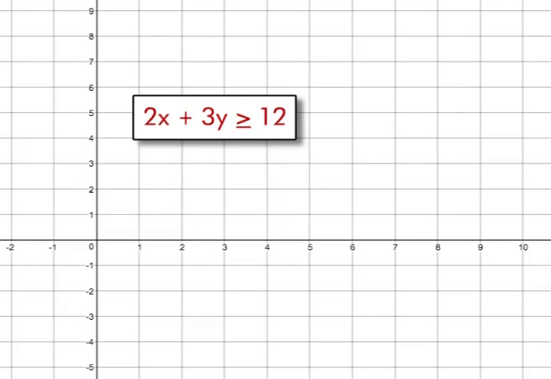Now we're going to do this again, but instead of looking at an inequality written in slope-intercept form of a line, we're going to look at an inequality that's written in standard form of a line. So I have the inequality 2x plus 3y is greater than or equal to 12.